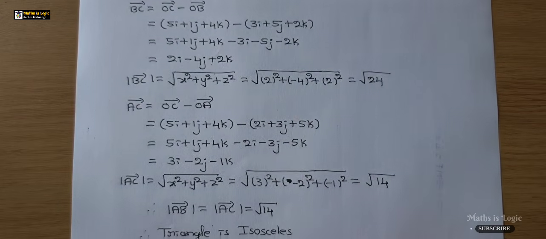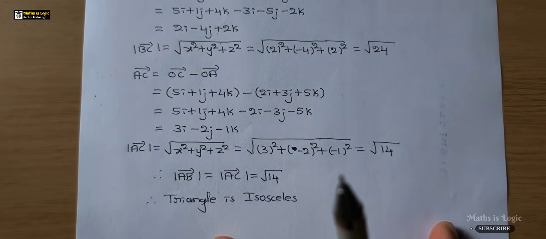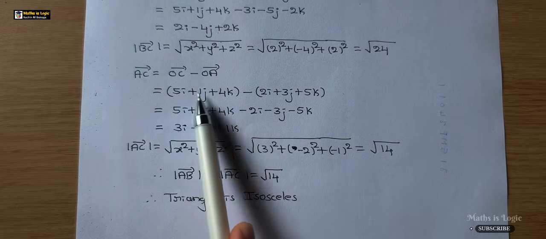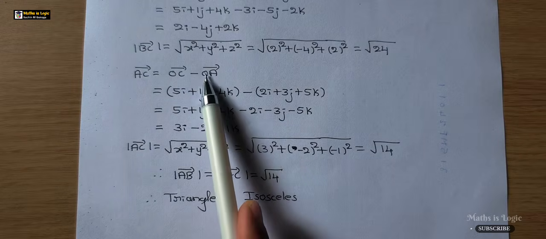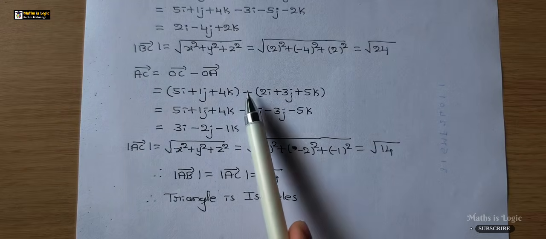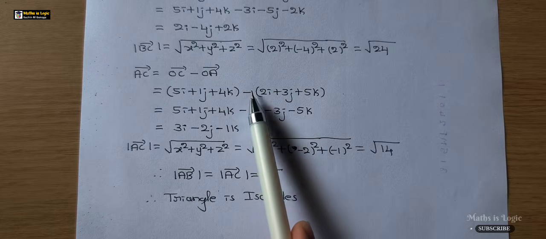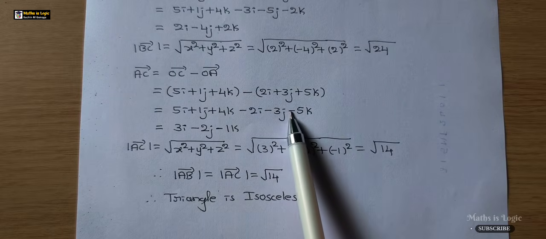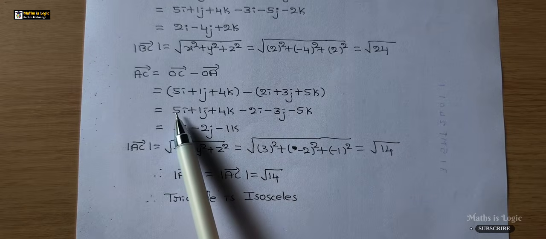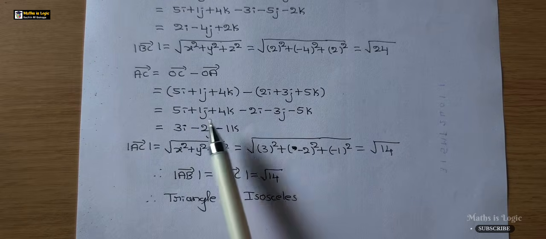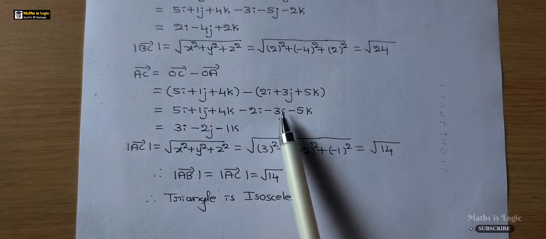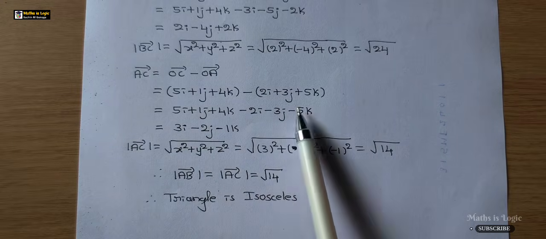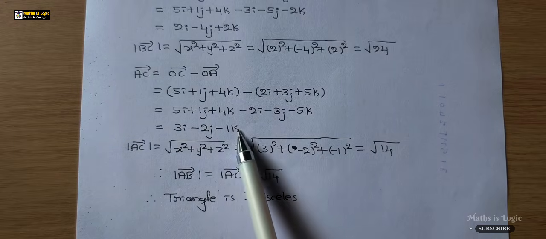Next, the AC vector. The AC vector formula is OC minus OA vector. Substitute the OC vector value minus the OA vector value. Open the bracket. Minus into plus is minus. Add i with i term: 5 minus 2 is 3i. j with j term: 1 minus 3 is minus 2j. k with k term: 4 minus 5 is minus 1k.